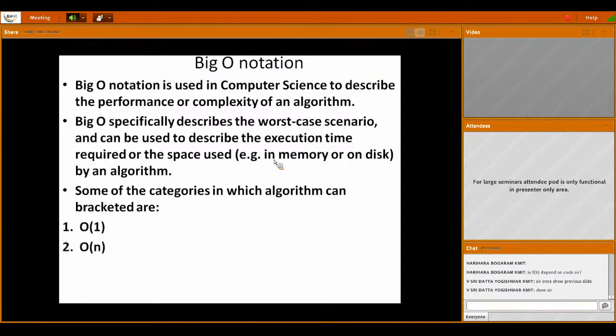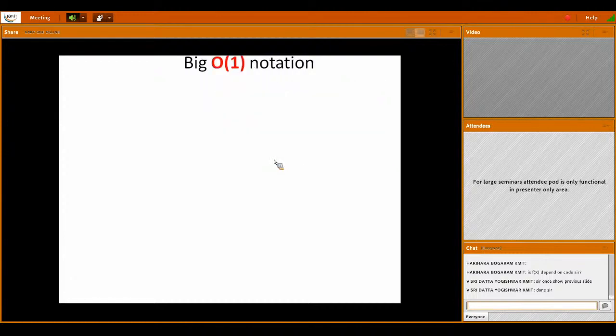Second, O(n), right? Big O notation O(n). Third, big O n square. Fourth, big O n to the power 2, etc. There is big O n log n, there is big O log n, and others also, right? So keeping the clock in front of me, let me see how much I'll be able to cover in another 10 minutes. Okay. So firstly, let's consider O(1).